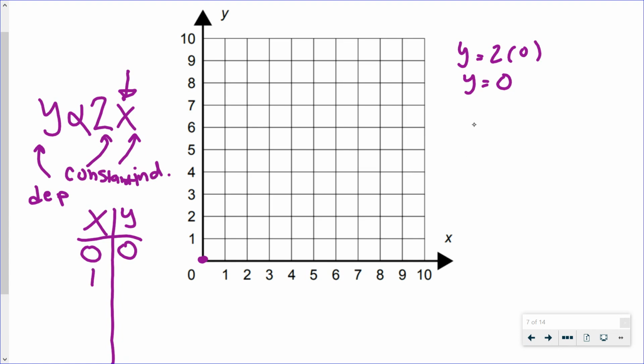Let's plug in 1 for x, so y is equal to 2 times 1. When I do 2 times 1, I get 2. So I can plot that point (1, 2).